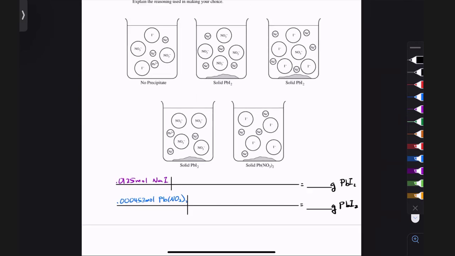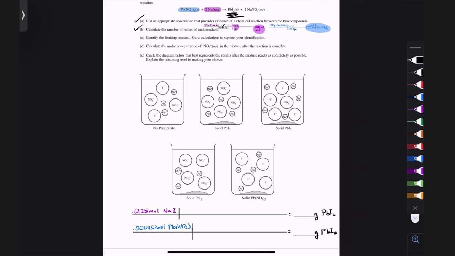Now let's look at the mole ratio in this reaction, between NaI and PbI2. Let me use some colors here so you can see what I'm referring to. From NaI to PbI2, it appears that the mole ratio is, for every 2 moles of NaI, I will be producing 1 mole of PbI2.